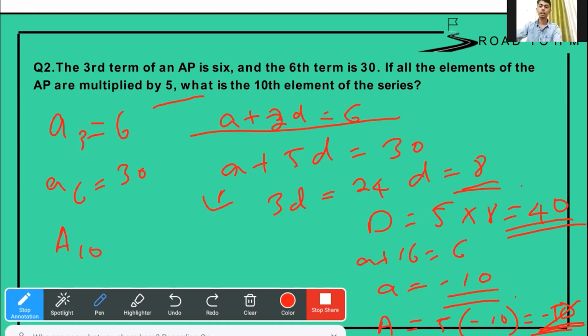Now we've got to find A10. A10 is A plus 9D. That is minus 50 plus 9 multiplied by 40. Na? So we'll get 310. Simple. That's it. We've solved question number 2.